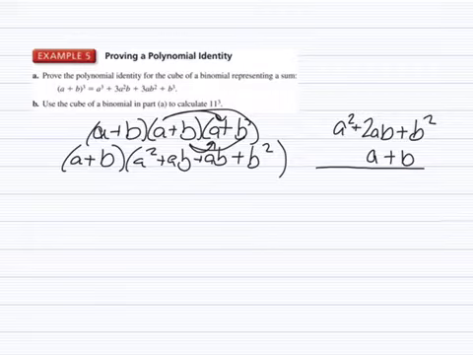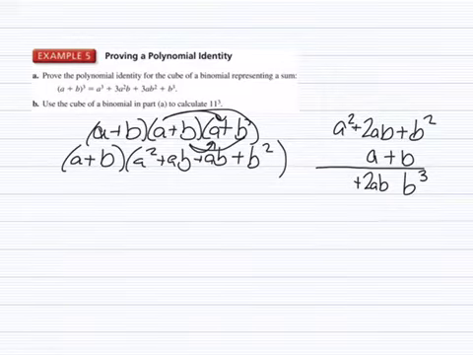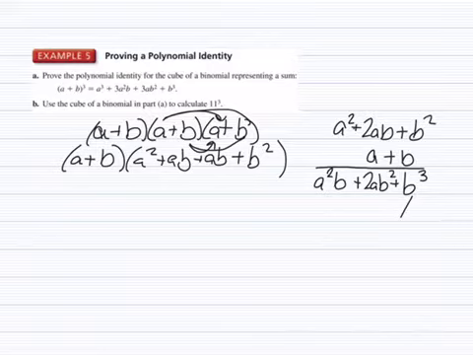B times b squared is going to give me b cubed. B times 2ab is going to give me a positive 2ab squared. B times a squared is going to give me a squared b. I leave my gap, and it's going to give me like terms.